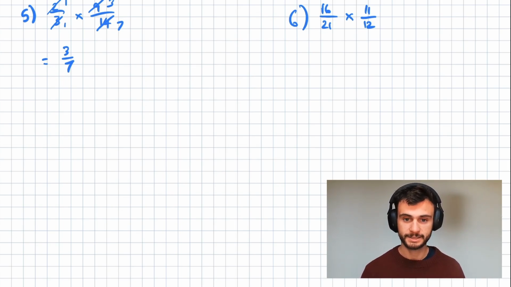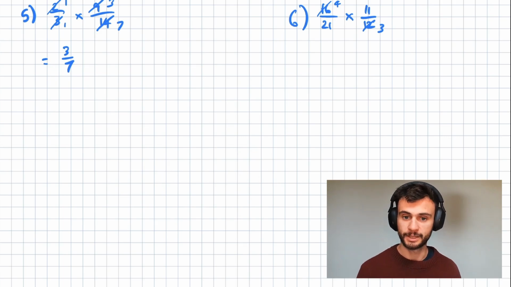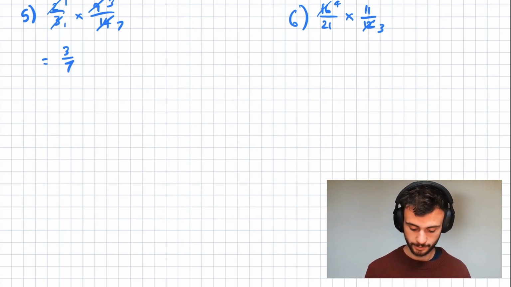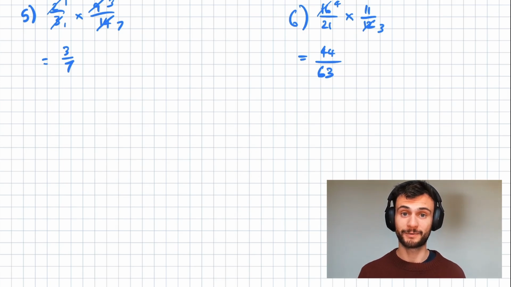And finally, 16 over 21 times 11 over 12. What are the common factors there? 16 and 12 are both multiples of 4. So dividing them both by 4, we get 4, 3. Now there's no common factors between 11 and 21. So we do 4 times 11 is 44. 21 times 3 is 63. And because we already checked and there's no common factors between the numerator and the denominator, we can say with certainty that 44 over 63 is in its simplest form.